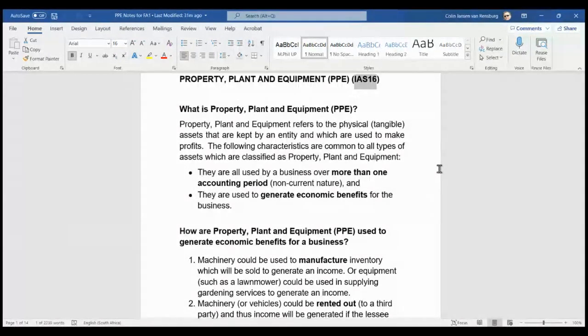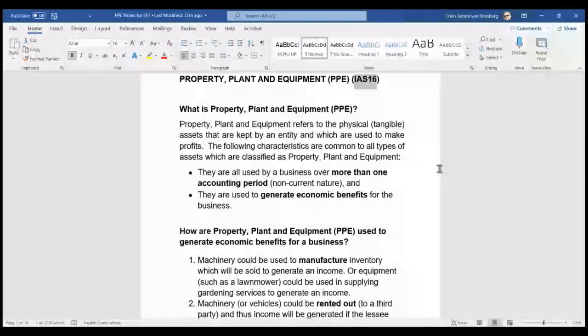So it has to be physical. It must have physical substance, in other words, tangible, which we'll see is part of the definition of property, plant and equipment. Then, as we'll see later, ladies and gentlemen, generally, property, plant and equipment assists the business in actually running the business. For instance, your motor vehicles, part of them might be your delivery vehicle. So it assists you in delivering your inventories, your merchandise to your customers, or it might assist you in fetching raw materials from your suppliers, right?